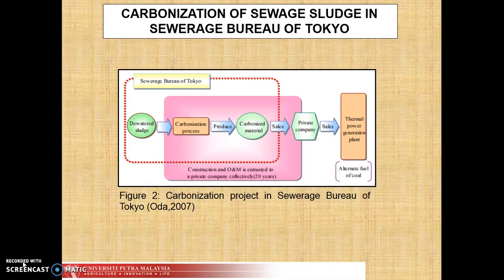The carbonization of organic waste using superheated water vapor has been studied and done before by the Sewerage Bureau of Tokyo. They used sewage sludge as their raw material. This figure shows the Bureau selling the product of carbonization as an alternate fuel to coal for thermal power generation plants.